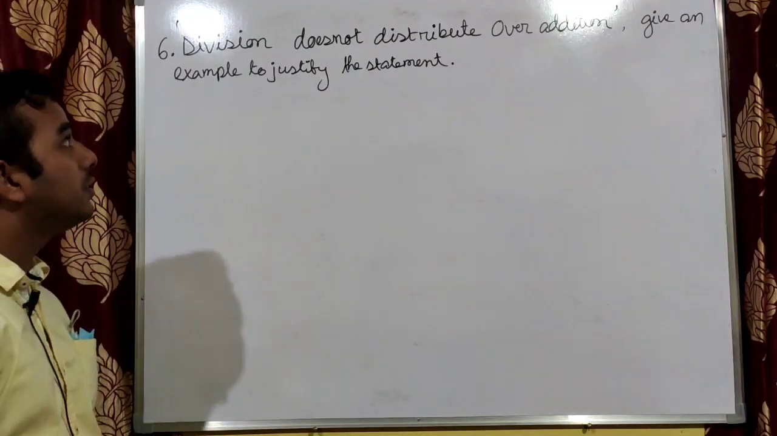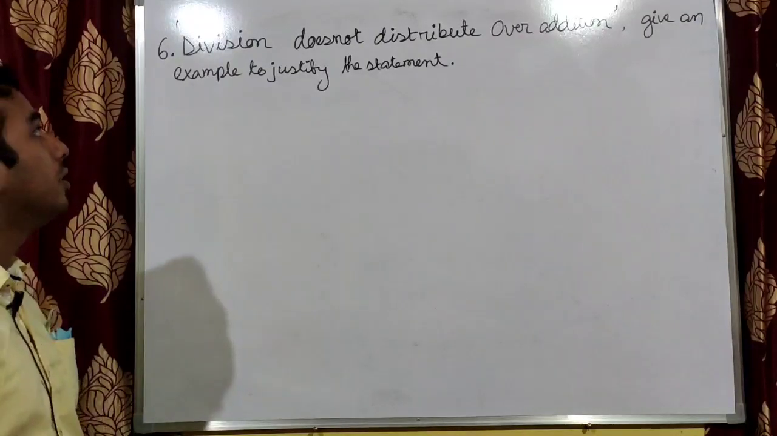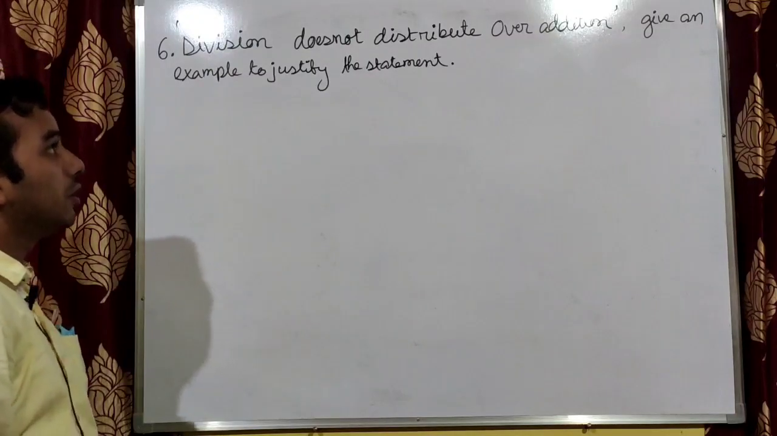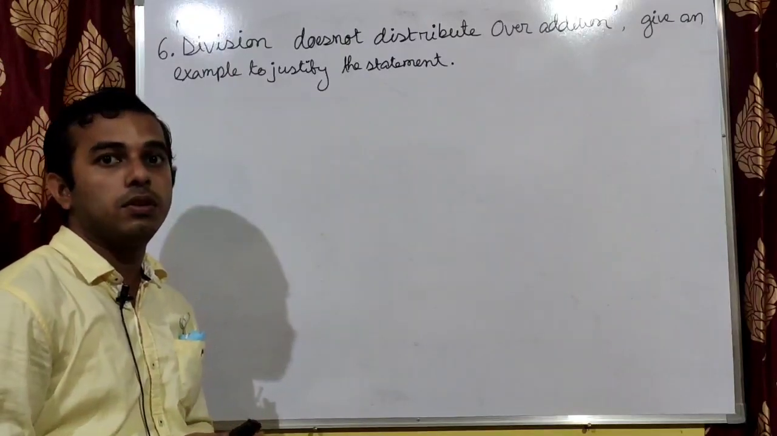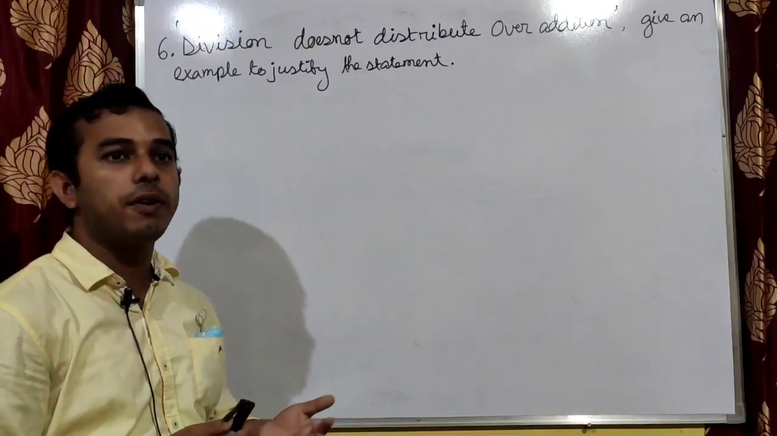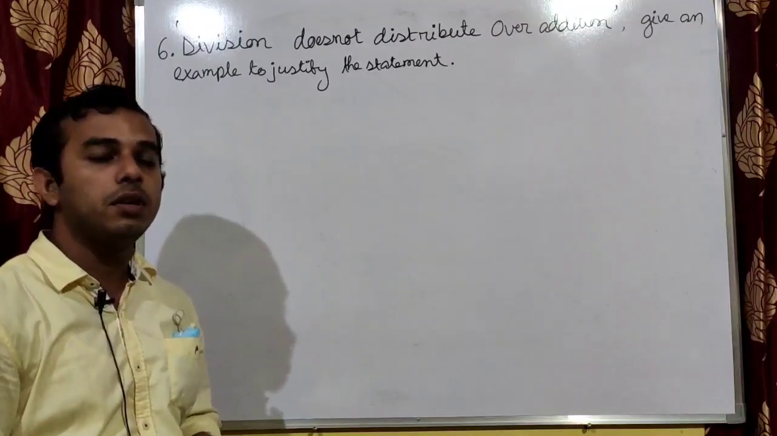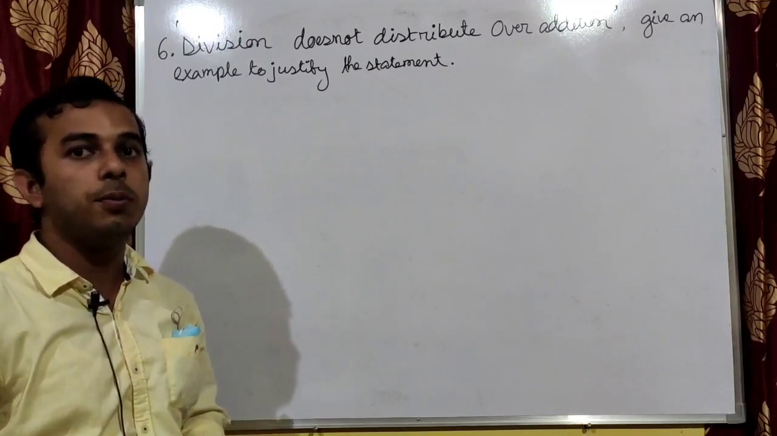Here the question is: division does not distribute over addition. Give an example to justify this statement. It tells us that division is not distributive over addition, and to prove this, we have to give an example. So before starting, let us recall what the distributive property was.